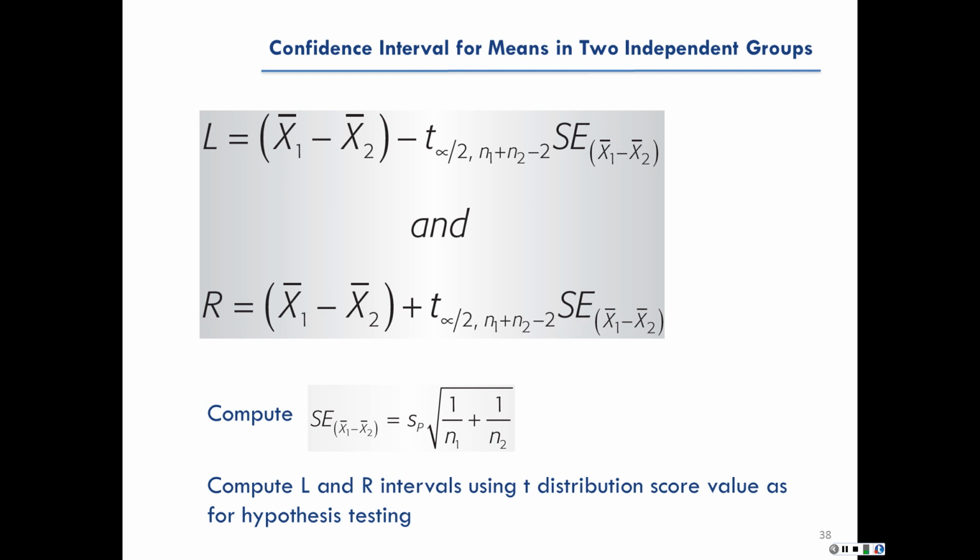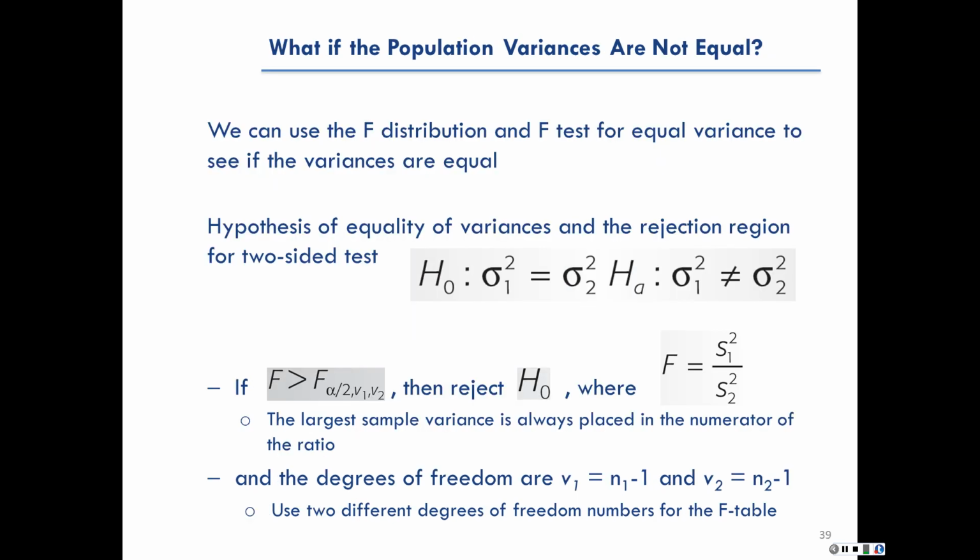And the standard error for x1 minus x2 is simply that pooled standard deviation multiplied by the square root of 1 over n1 plus 1 over n2, which was actually the denominator of the t-test that you calculated on the prior slide. And again, you just compute the left and right intervals using the t-distribution score value like you did for hypothesis testing.